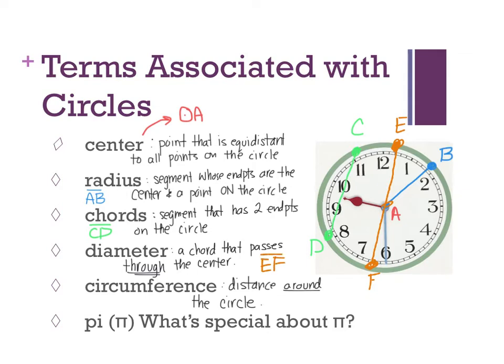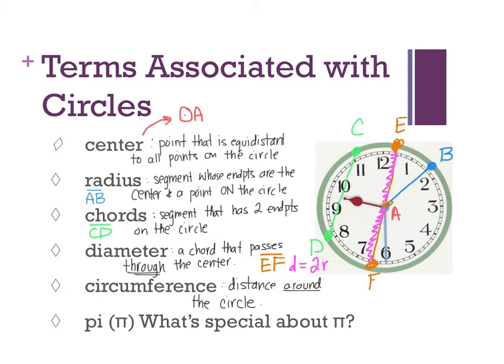Now, hopefully you realize what the relationship between a diameter and the radius is. If I look at this segment right here, that's a radius. If I look from A to F, that's a radius. So the diameter is always going to equal 2 times the radius.